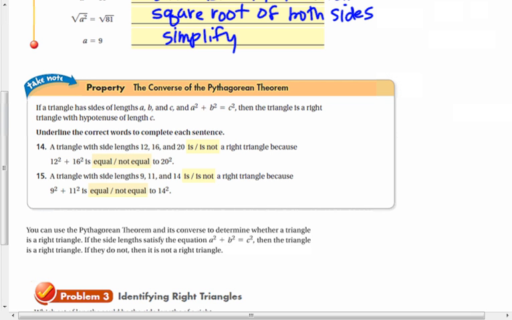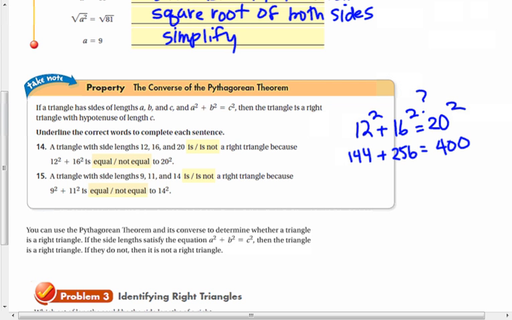So what we need to do is figure this out. For this one is 12 squared plus 16 squared equals 20 squared. So we're basically trying to see if that's true. 12 squared is 144. 16 squared is 256. 20 squared is 400. And if we add 144 plus 256, we get 400. So since 400 is equal to 400, a triangle with side lengths 12, 16, and 20 is a right triangle because 12 squared plus 16 squared is equal to 20 squared.